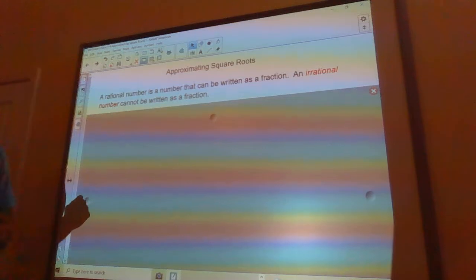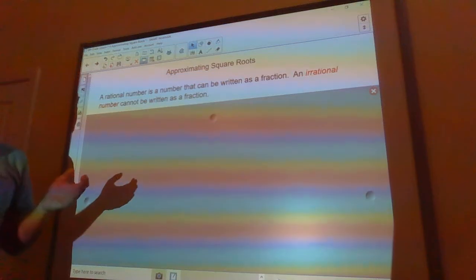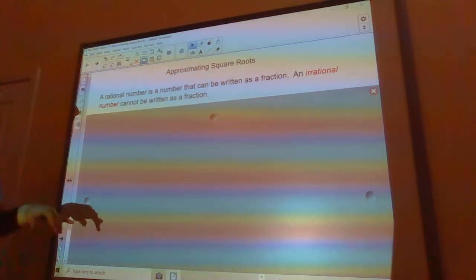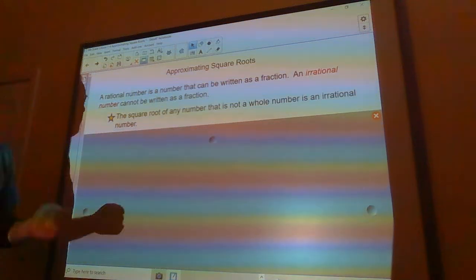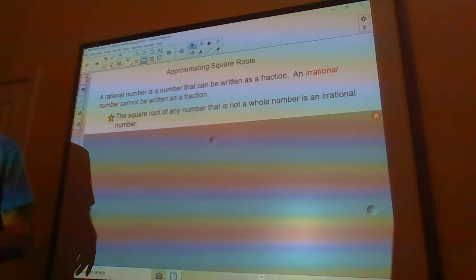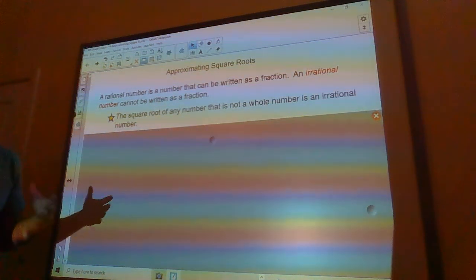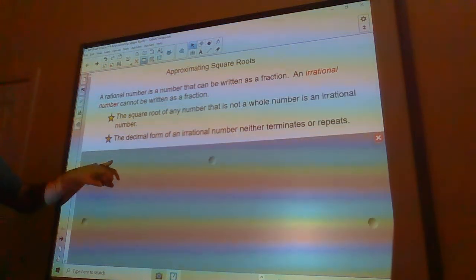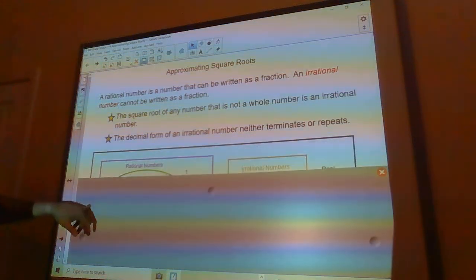Any number that cannot be written as a fraction is called an irrational number, which basically means that it's a decimal that goes on forever, and it does not have a repeating pattern in it anywhere. So the square root of any number that is not a perfect square is an irrational number. For example, the square root of 4 is 2. That's a rational number. But the square root of 3 is 1.732, and so on. It is an irrational number. It's a decimal that goes on forever. It never repeats its pattern. The decimal form of an irrational number neither terminates nor repeats.